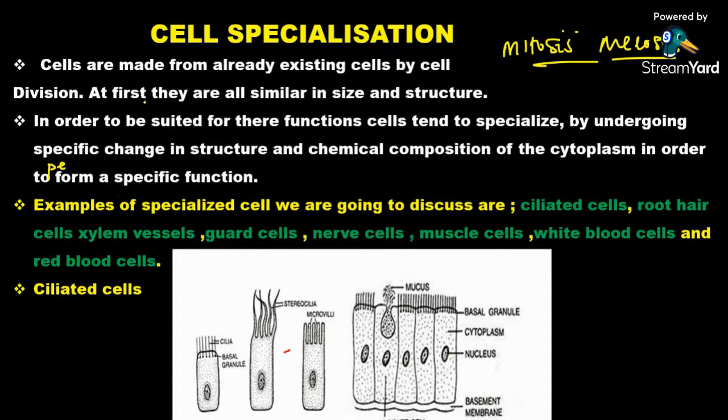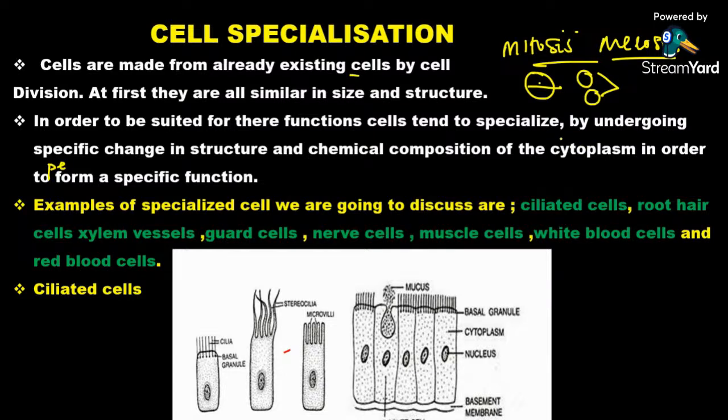Now, what are the examples of specialized cells that we are going to look at? Remember, they are all coming from already existing cells. They multiply, mitosis takes place, and now these cells that are produced tend to specialize by having different features that enable them to perform their functions.